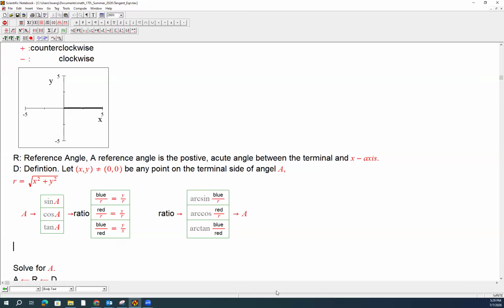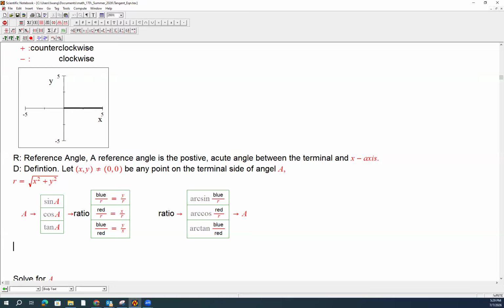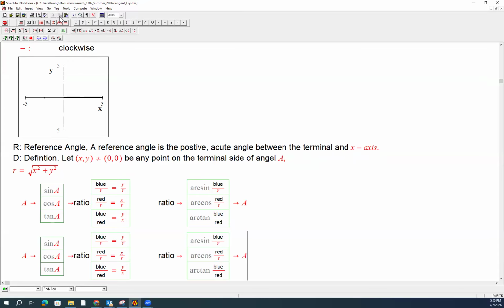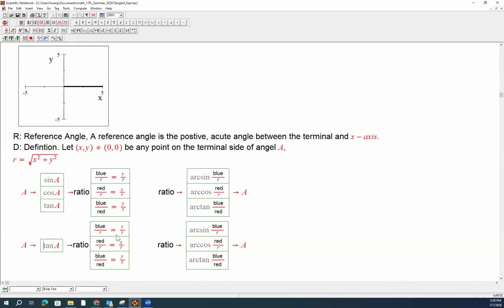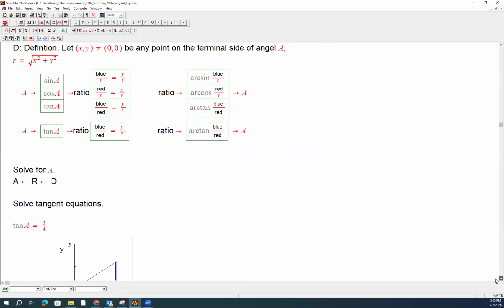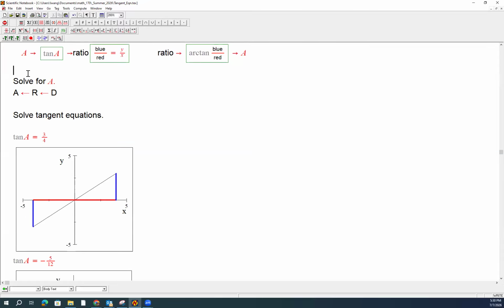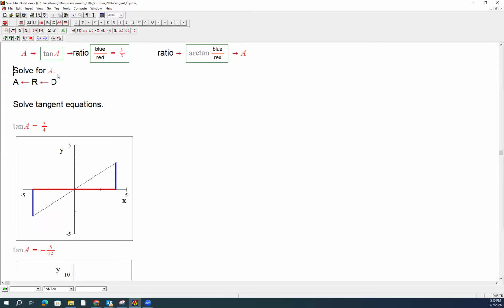So today, we're going to talk specifically about just tangent. So I'm going to delete sine and cosine, so we can be very specific about tangent and arctangent. Okay, so that's nice and clear. Solving for angles, we're solving for A. So this is going to be D to A.